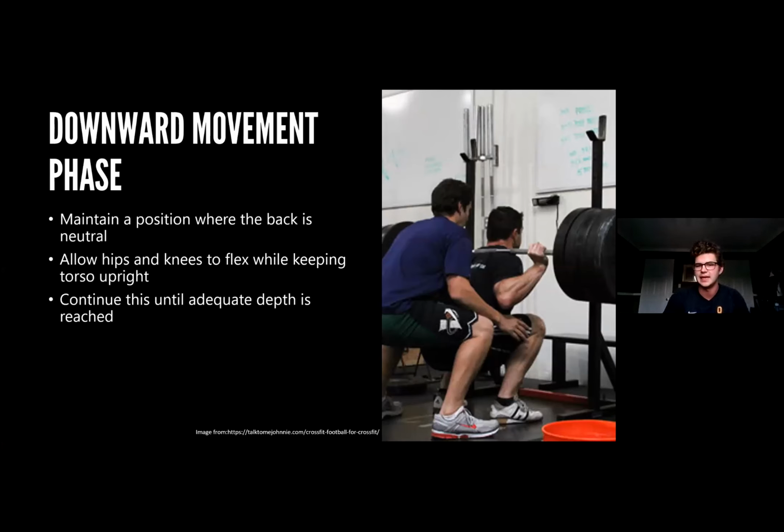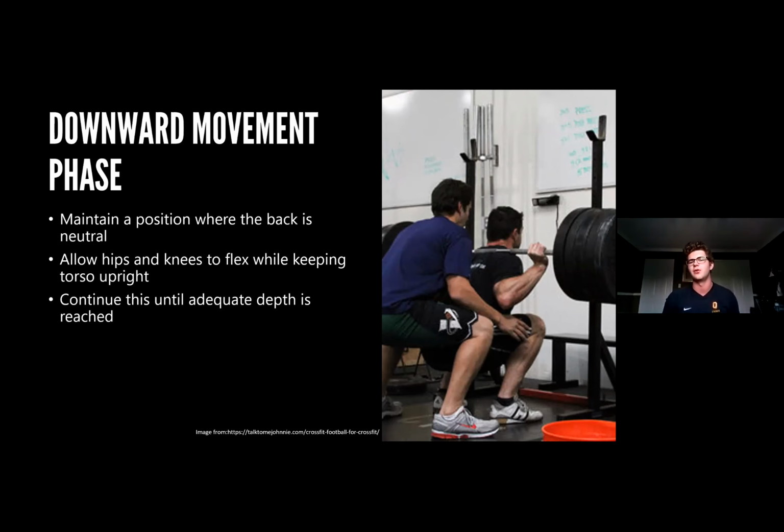So now, moving into the downward movement phase, where we're going from the top and descending into the bottom of our squat, we want to maintain a position where the back is neutral. We don't want it to be curved over with the weight on our back pushing us forward. We want a neutral spine, neutral head. We want to allow our hips and knees to flex while keeping the torso upright. So we want our hips and knees to flex simultaneously. We like to use the term taking the elevator straight down.